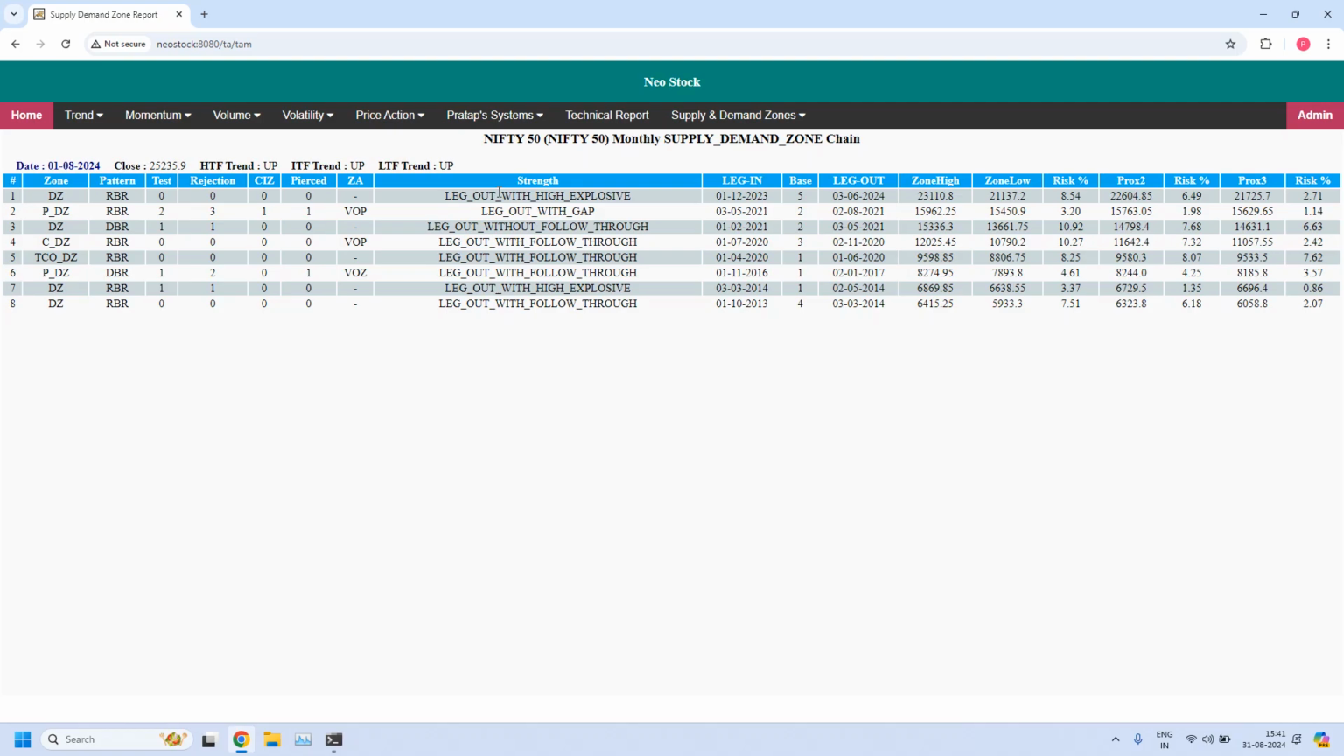And also look into the trend, whichever time frame you select. Here we selected monthly. So the monthly trend will be treated as the LTF trend. And one more time frame higher is the quarterly trend. And one more time frame higher is the yearly trend. This is the way you should understand it for the rest of the reports. And the remaining columns you can understand easily.